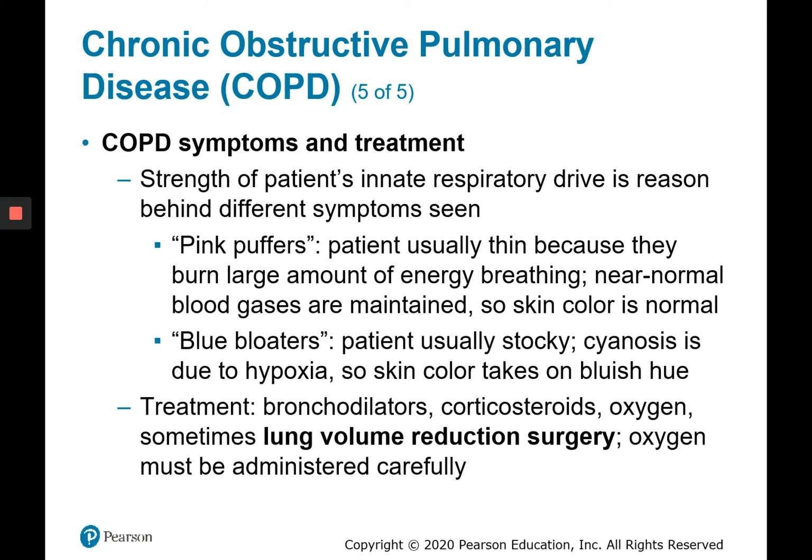And what we see most of the time is two different patient categories for those who suffer from chronic obstructive pulmonary disease, or COPD. And those two categories are pink puffers and blue bloaters. Pink puffers usually have normal blood gases because they're trying so hard to breathe. They try so hard to breathe that they're usually really thin because they're using accessory muscles to breathe in and out. They're using more ATP, so they may be exhausted, but they have normal blood gases.